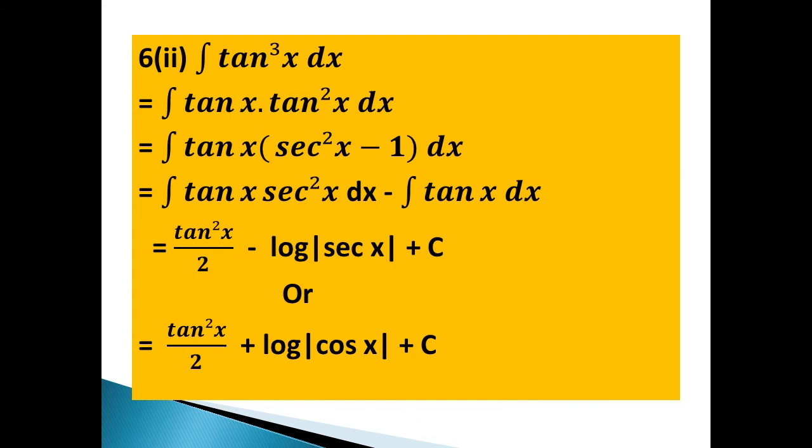The other form is minus log of cos x. So therefore first answer I have written with sec, the other one I have written with cos. So my plus becomes now minus of minus log of cos x becomes positive there. So therefore another form of the answer could be tan square x by 2 plus log of cos x plus c. C is the constant of integration. Both the answers are absolutely right, only the forms are different. So you needn't worry if you give me the first option or the second one.